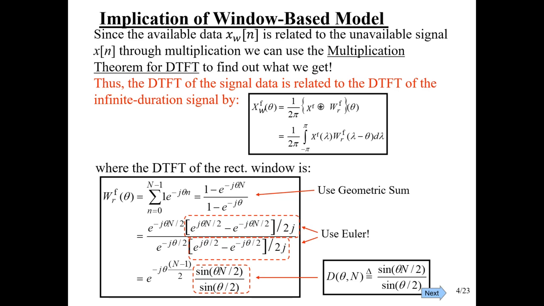So what does the DTFT of the rectangular window look like? I'm going to go through this pretty quickly, but this is pretty straightforward. We write out explicitly the DTFT of that. That's just by the definition of the DTFT. And then we say, this looks like the form of a geometric sum. You can look that up on Wikipedia if you want. And if you apply the formula for a finite duration geometric sum, you get this result.